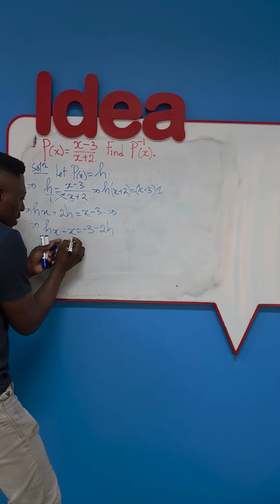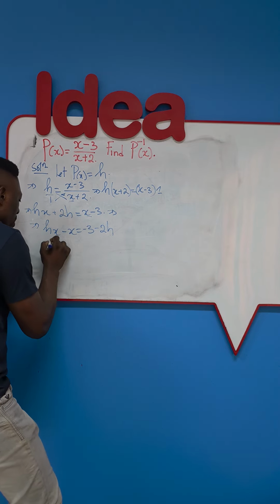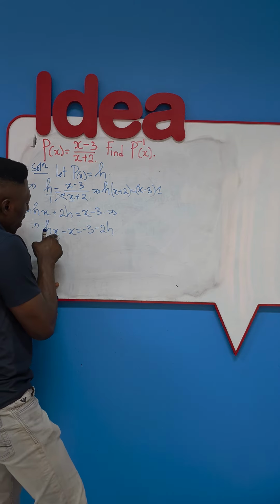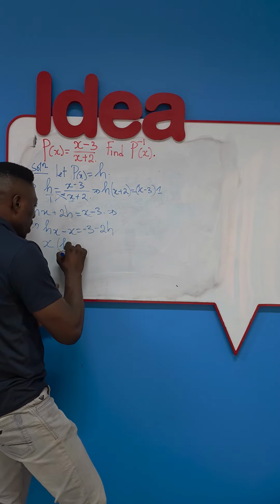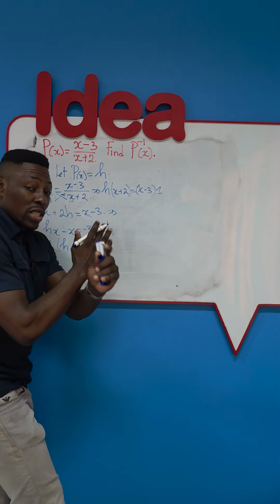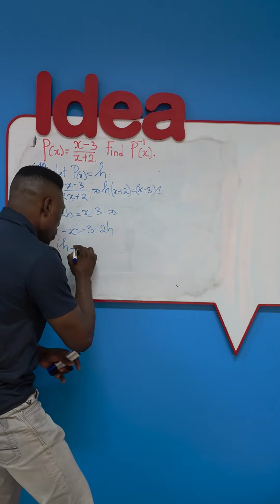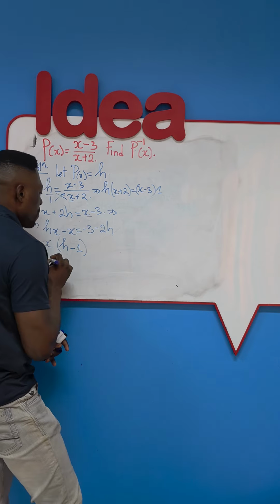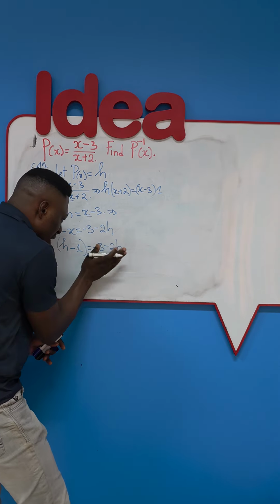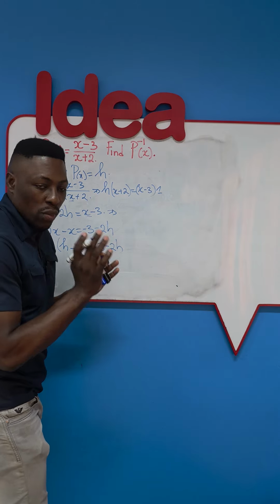Now there is x and there is x here, so we will do what we call factoring. We will factor out the x. When you factor out x from hx, we're left with just h. If you factor out x from negative x, please, it's not 0. You're left with negative 1. Okay, this is equal to negative 3 minus 2h. I will write it in this way in order not to confuse most of you.